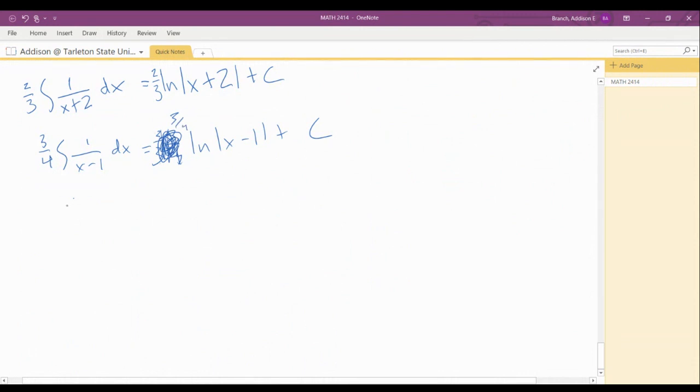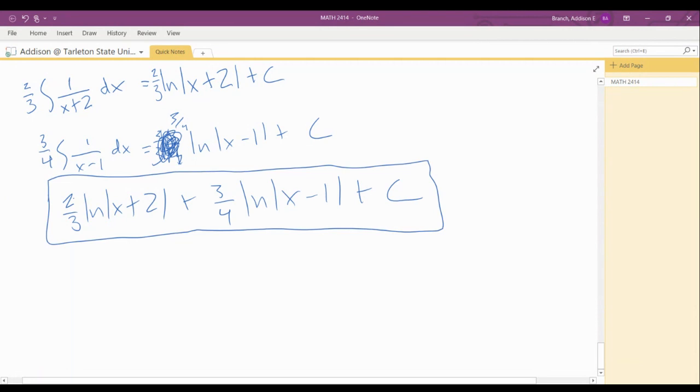So then our final answer is 2/3 natural log of x plus 2 plus 3/4 natural log of x minus 1 plus c. So now let's go ahead and try one that's just a little bit different.